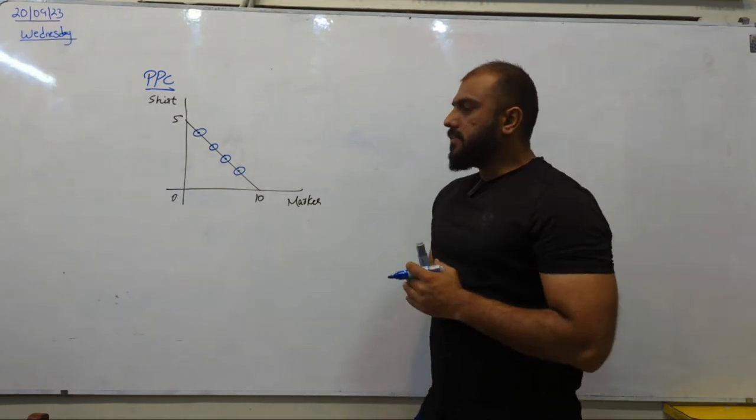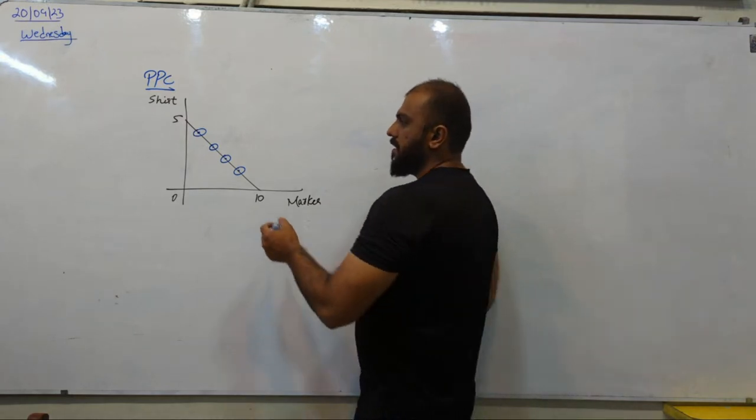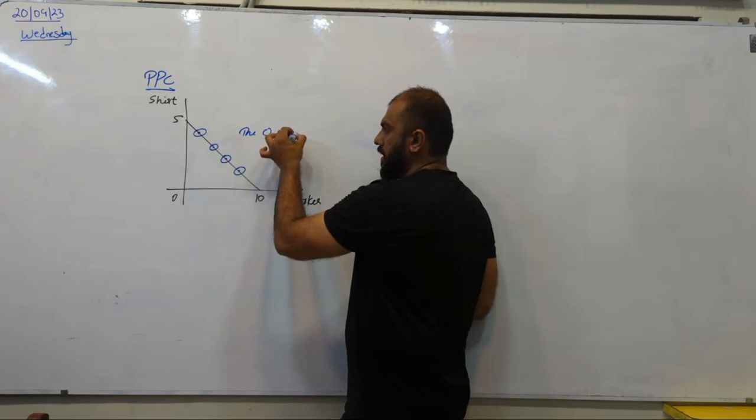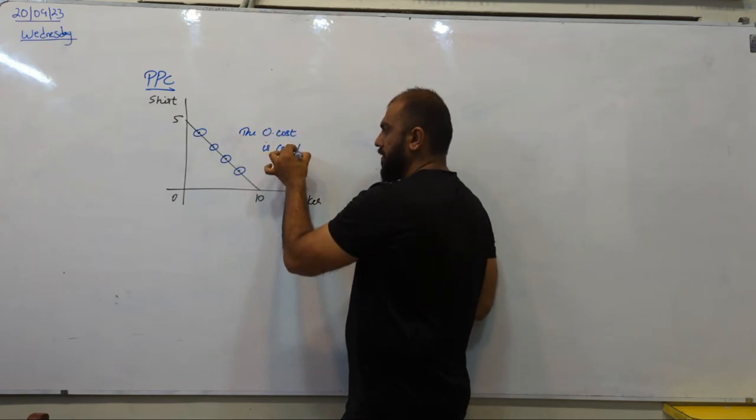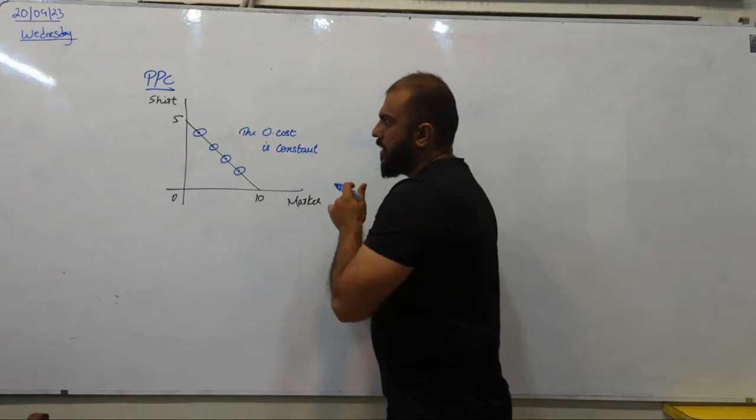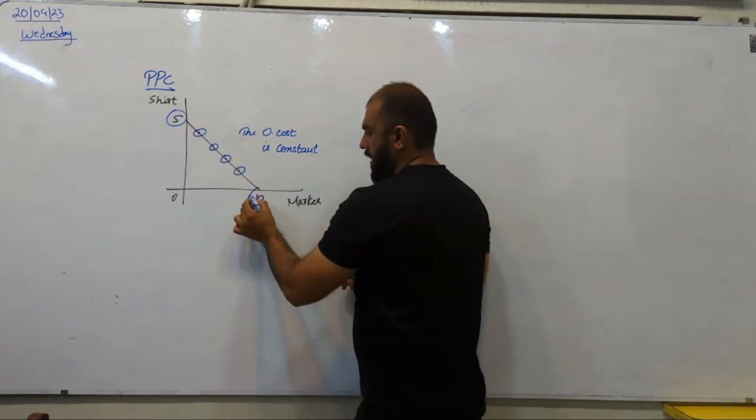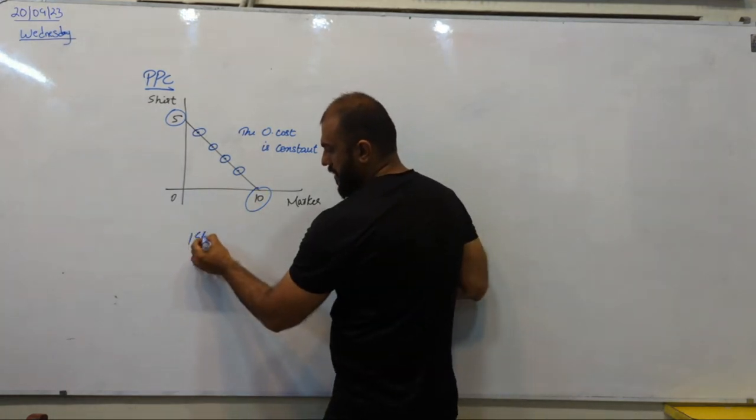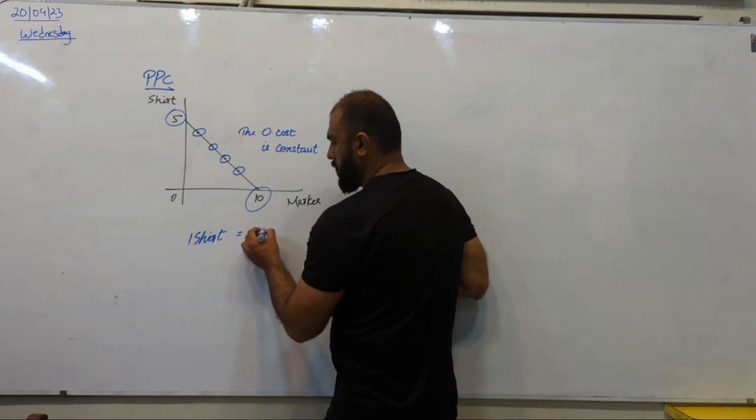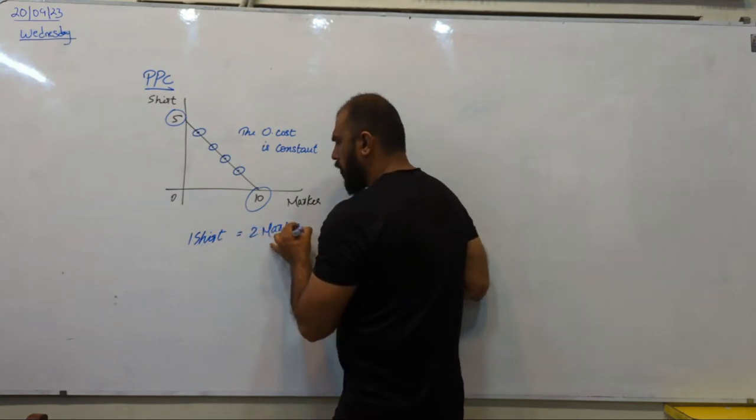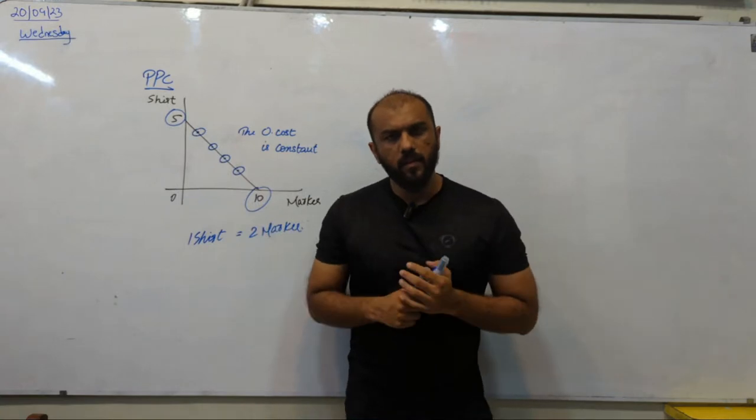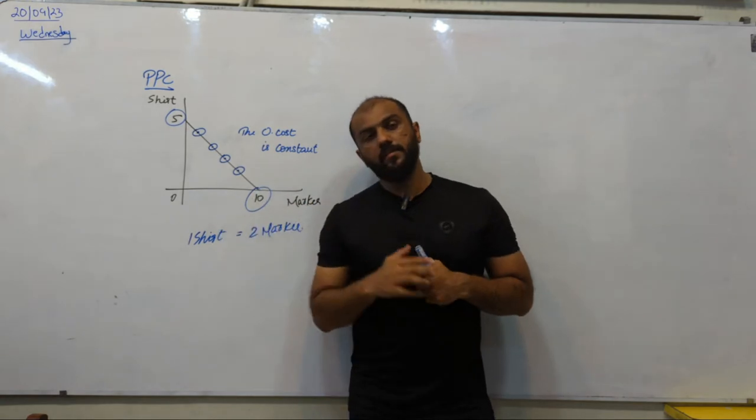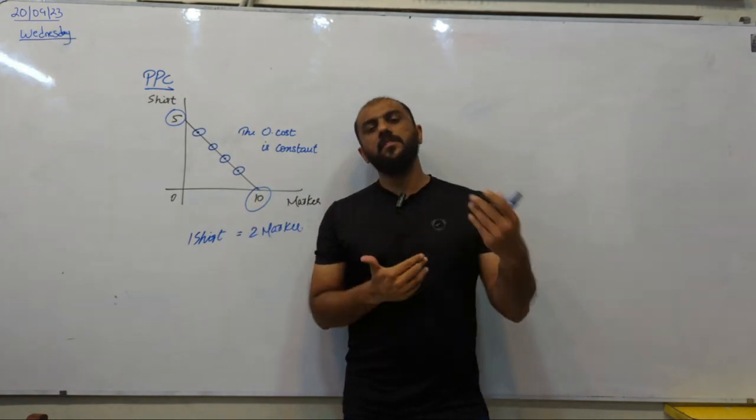Now this PPC is a straight line. This means that on this PPC, the opportunity cost is constant. So if it's 5 shirts and 10 markers, what this basically means is 1 shirt is equal to 2 markers. And it would be same for all the points on the PPC. So if the opportunity cost is constant, we would say that the PPC is a straight line. Now, what is an opportunity cost?